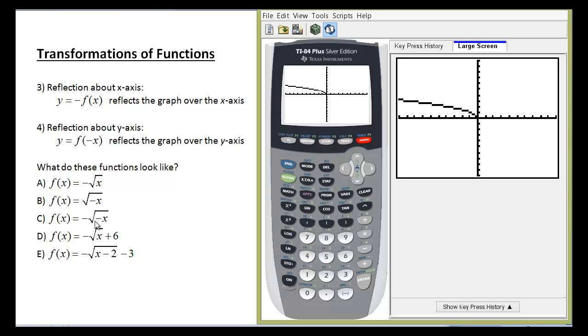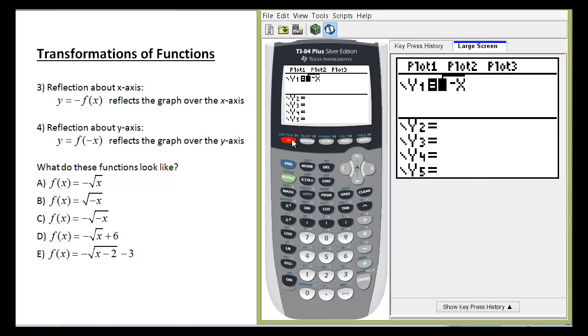That's what problem C is doing here. So I'm going to go back here and insert a negative. So now my problem looks like negative square root of negative x, right? And that's what I've got going on here for problem C. This is going to be a reflection both over the x-axis as well as a reflection about the y-axis. Let's go take a look at that.